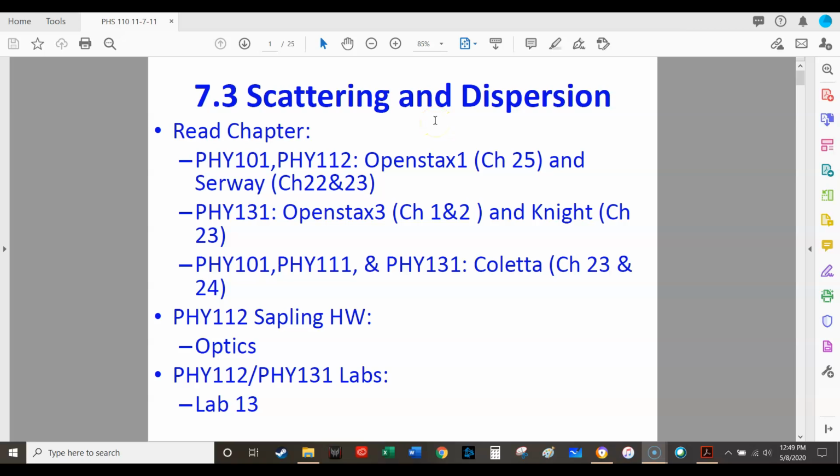Hello everybody, and we are continuing on with light. We're at 7.3, Scattering and Dispersion. If you haven't read Coletta, chapter 23, please do so. We're going to be moving on to chapter 24, which is spherical mirrors and lenses pretty soon, so we've got to get ready for that. So let's go ahead and get started.